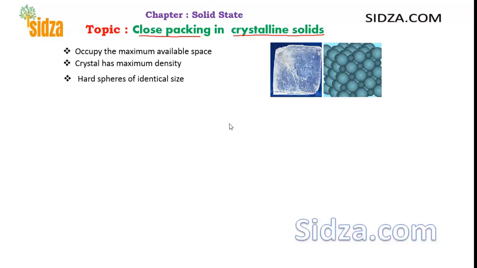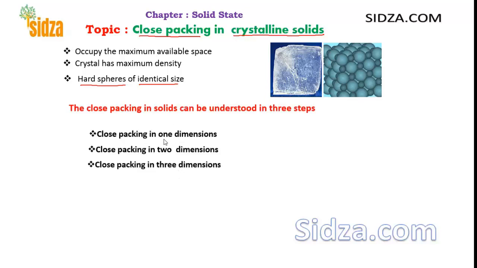Now, to understand the close packing in crystalline solids, we can consider the constituent particles of a crystalline solid as hard spheres of identical size. And as we know, a crystalline solid has a three-dimensional structure. To understand the pattern in which the atoms are arranged in a crystalline solid, we can break this topic into three main headings: close packing in one dimension, close packing in two dimensions, and close packing in three dimensions. That means we will see how the atoms are arranged in one dimension, then two dimensions, and then three dimensions.